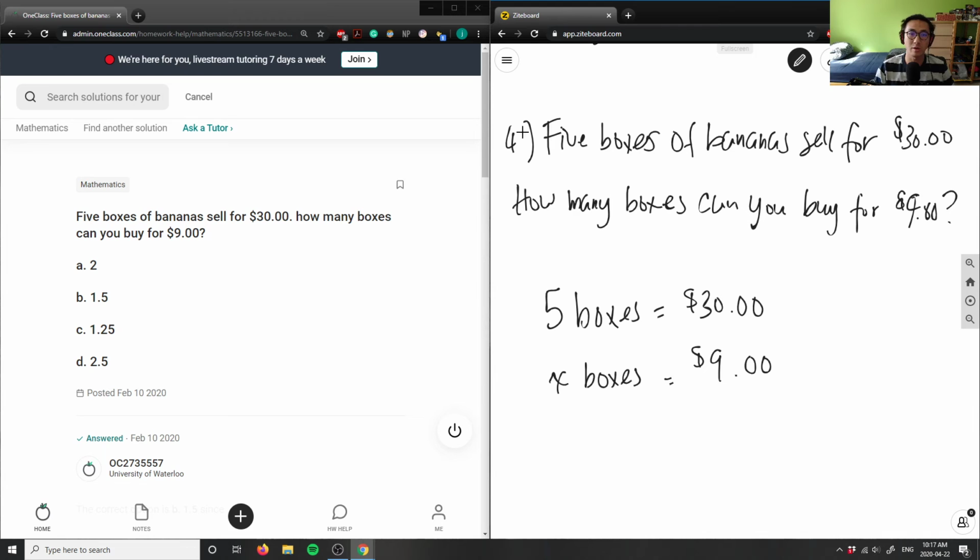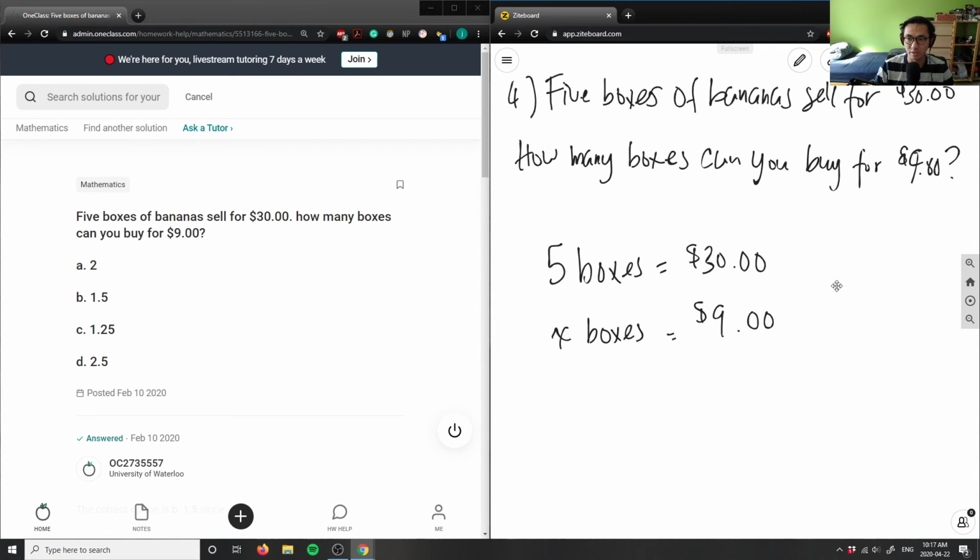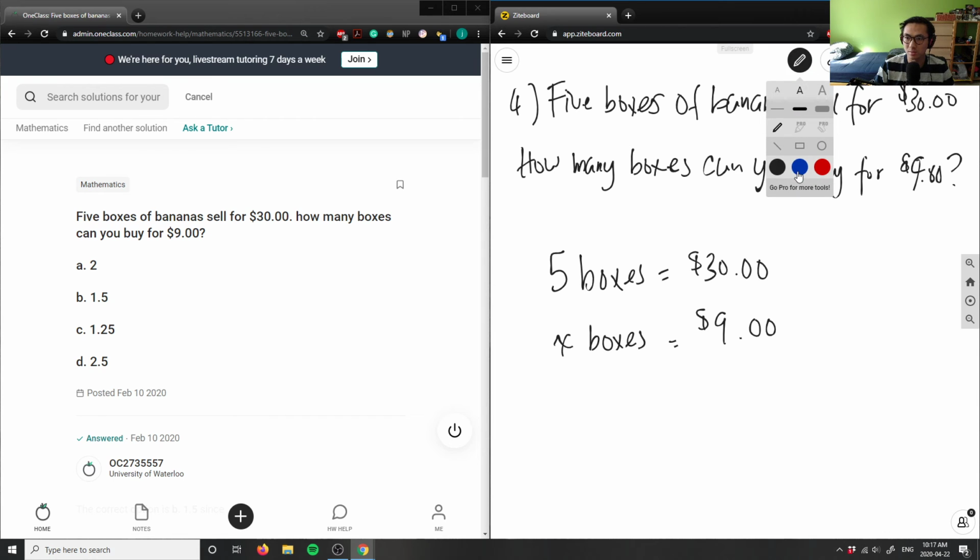So this is a great question. It's talking about proportion, about rate, and whatnot. So how do we solve this problem here? Take a moment to think about it. 5 boxes of bananas sell for $30. How many boxes can you buy for $9? There's a couple ways to think about this question. We'll take a moment to think, and then we'll solve it together.